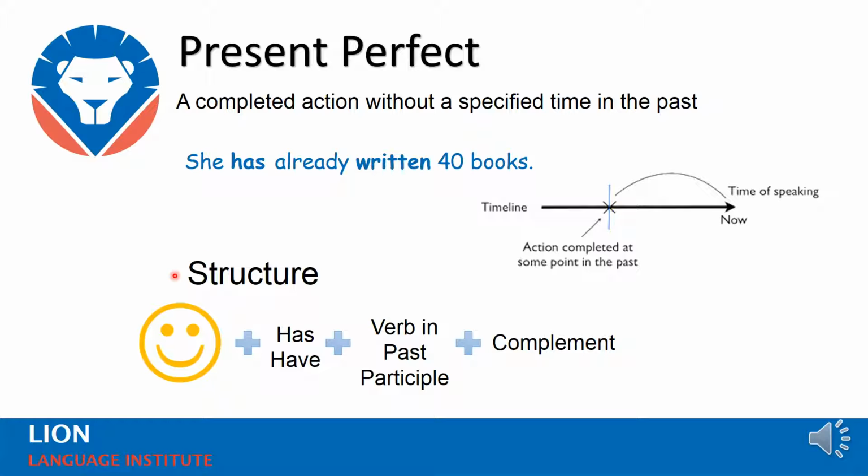Here we have a structure. First we begin with the subject. After we have our auxiliary, has or have, depending on the person. Plus our verb in past participle, in this case write. The past participle form of write is written. And we have our complement, 40 books.